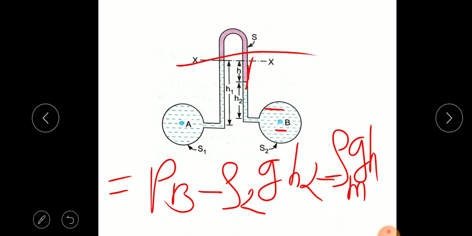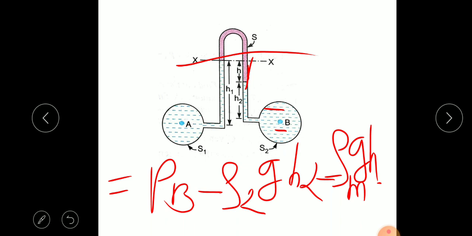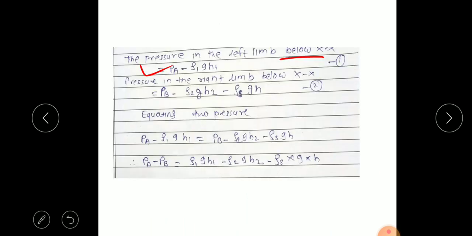H is the difference between the manometric fluid. So this is the right side pressure PB minus this fluid rho 2 g h2 and this manometric fluid rho m g h. Suppose we take S for the manometric fluid with rho S. So we can find PA minus PB using this formula.